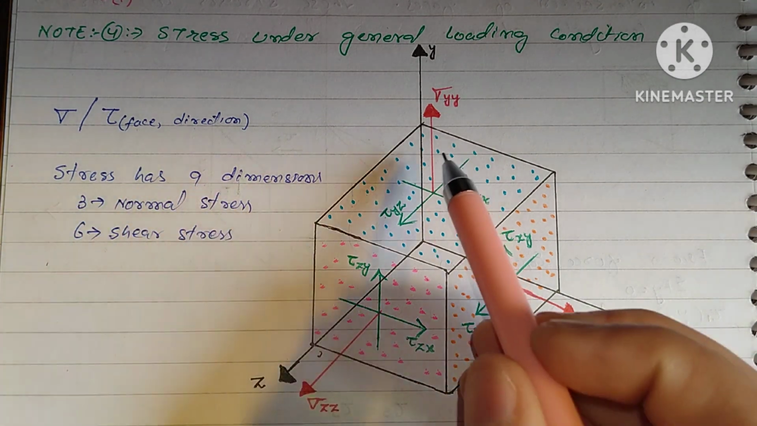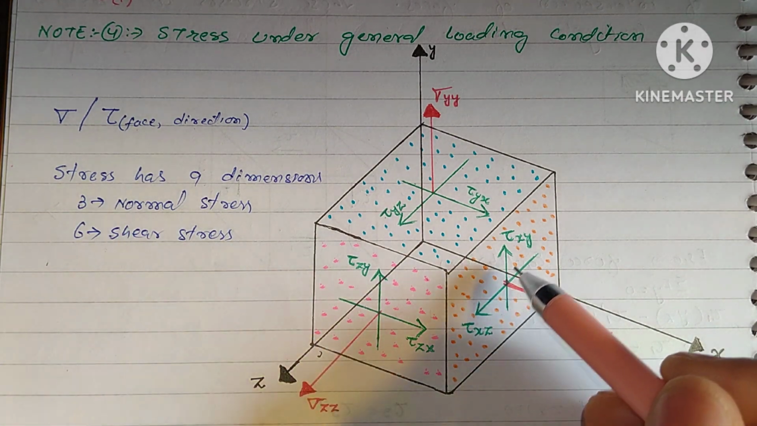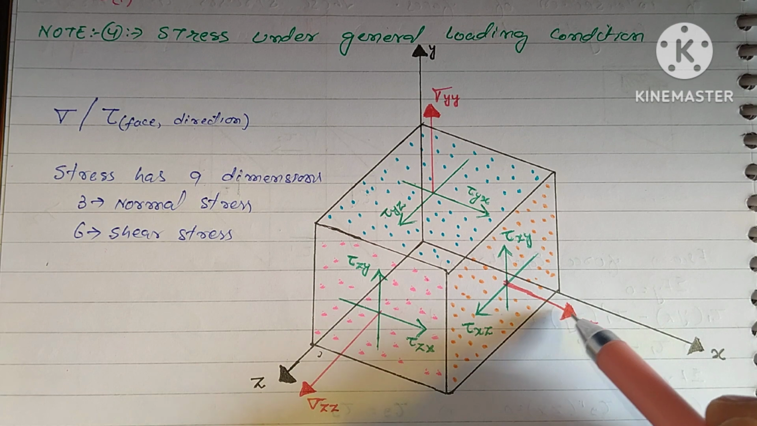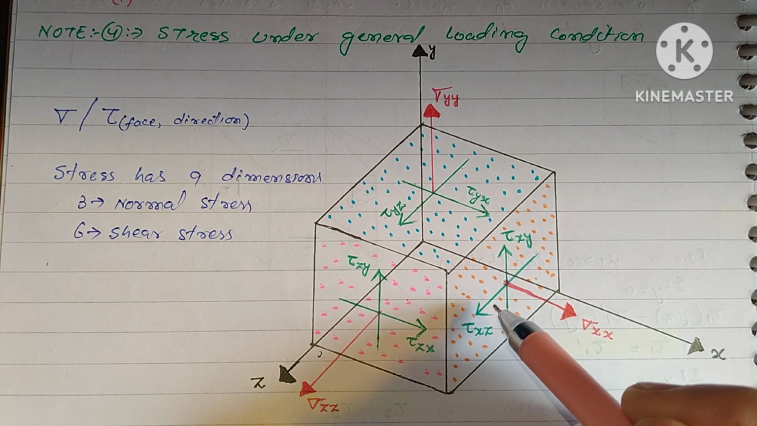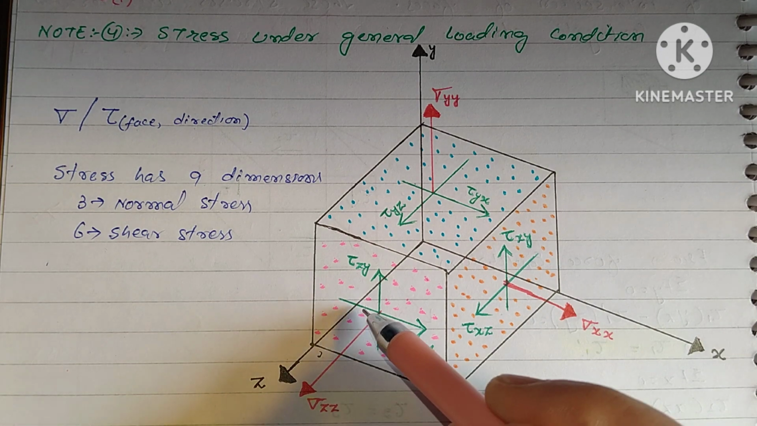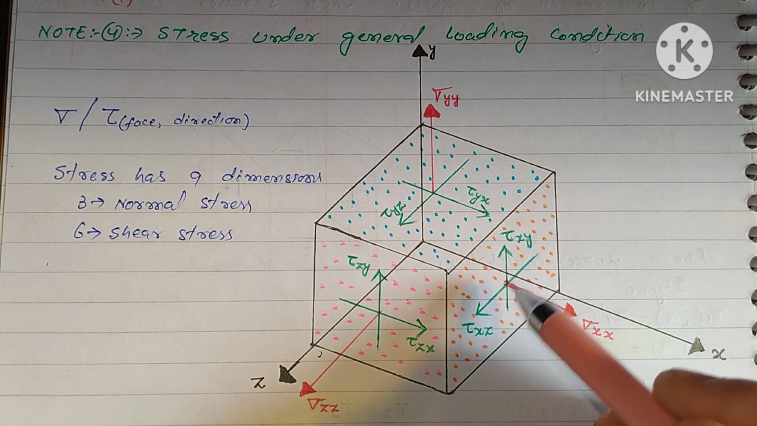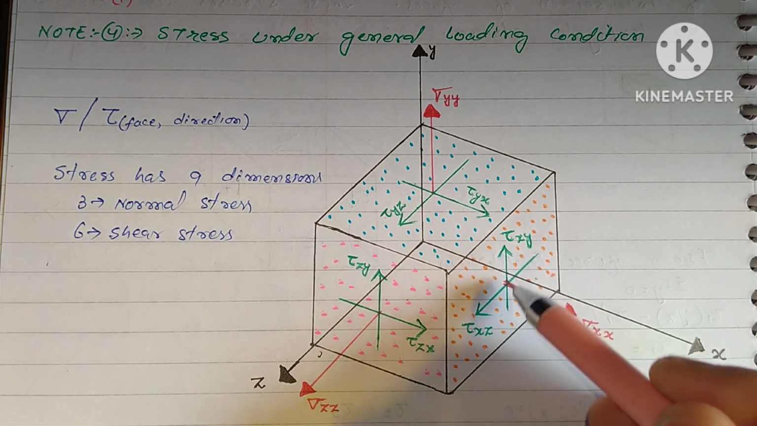3 are normal stresses, 1, 2, and 3, and 6 are shear stresses, with 2 shear stresses on every phase. One is normal stress and these two are shear stresses. The normal stress is perpendicular to the phase and shear stresses are parallel to the phase.